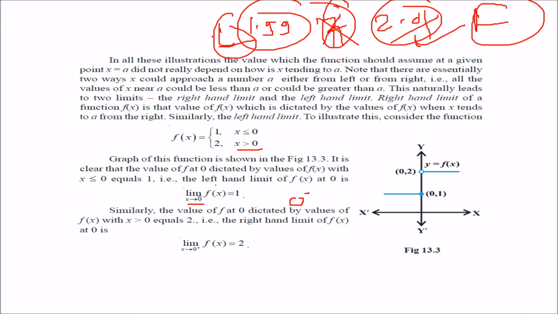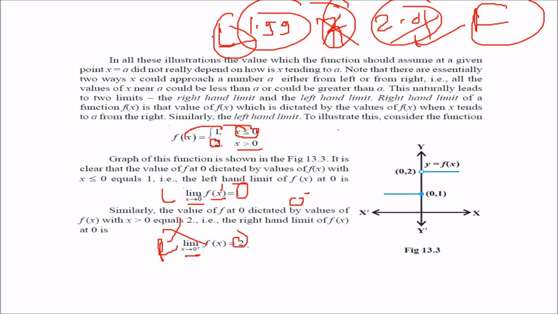Why this minus? Because we are taking a value which is just approaching 0, but is less than 0. So when we are placing x which is less than 0, we know that f(x) is going to give you 1. So this is 1. Now if x is getting higher than 0, that is 0 plus, as x tends to 0 plus, the function is giving you the value 2. So this left hand limit and right hand limit are not equal. So we say that the limit does not exist.